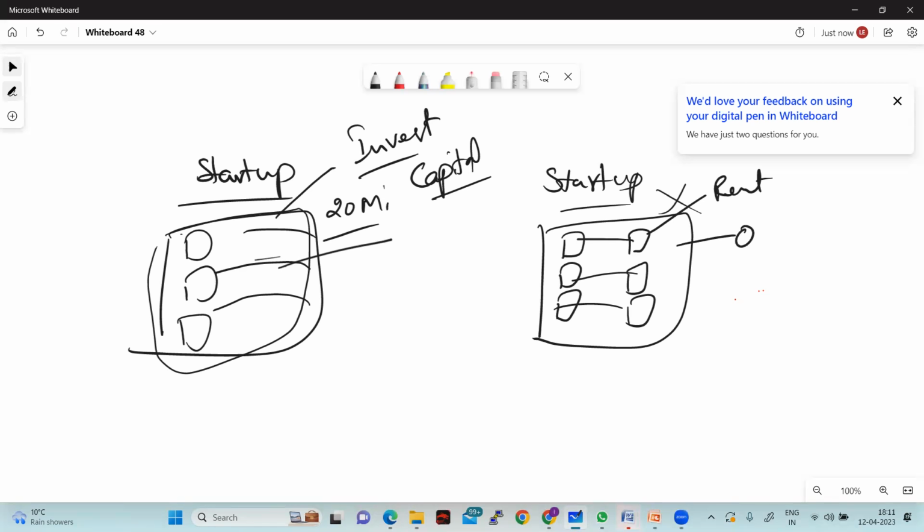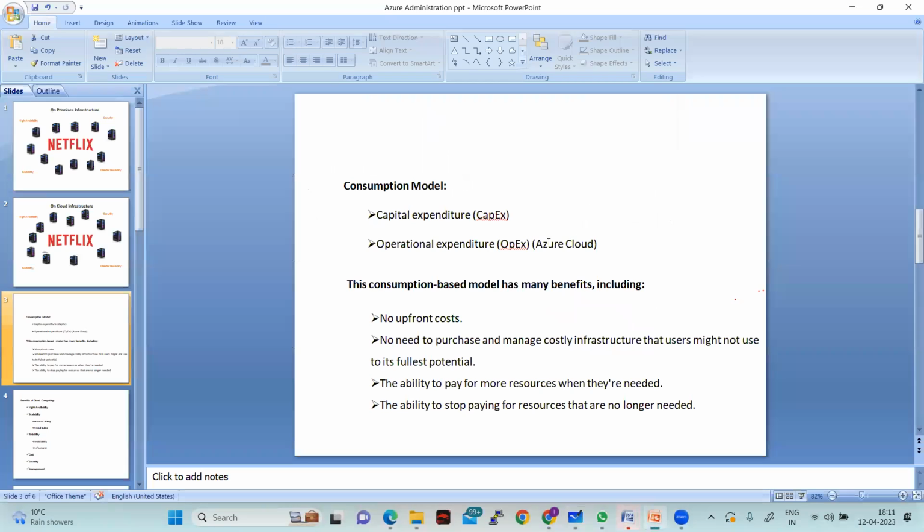This model is basically called operational expenditure. This is called OPEX and CAPEX. In simple terms, what is this? This is CAPEX, capital expenditure. So it means you invest lots of money to establish a company or whatever you want to start. But with this model, operational expenditure, you simply take the rent of the resources and make use of it if that works. Otherwise, you will just cancel your contract and then you are at least fine with it.